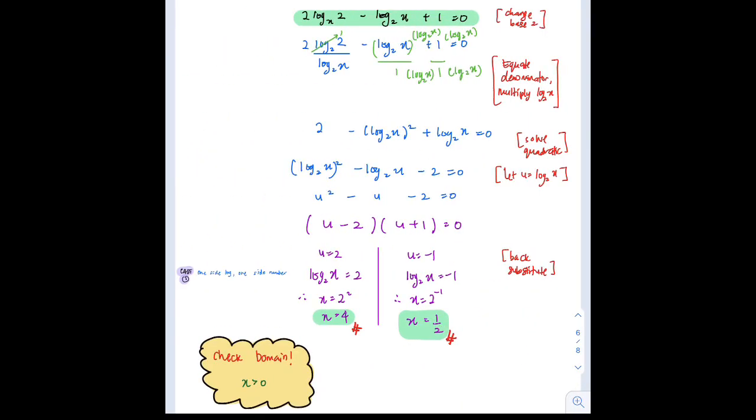Now let's check for domain. From the question, we only have one domain to take care of, which is x. It must be more than 0. Since x must be more than 0, we can accept x equal to 4 and also x equal to half. Both of them are our final answer. That's the end of solving log.